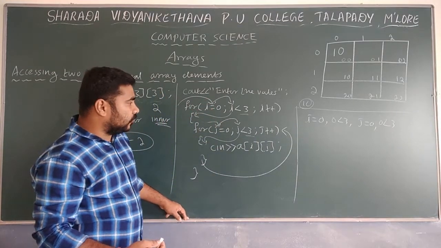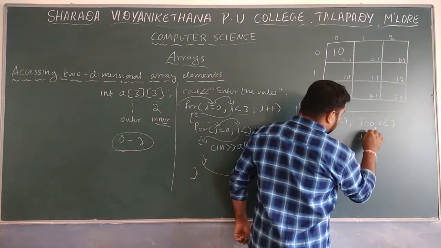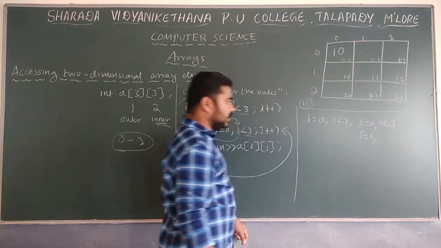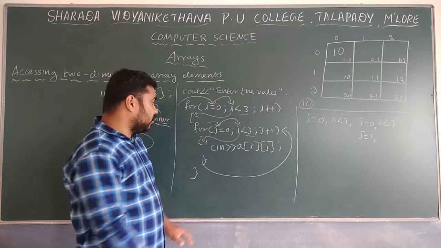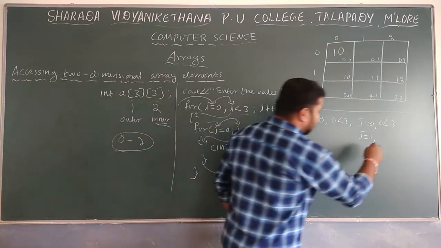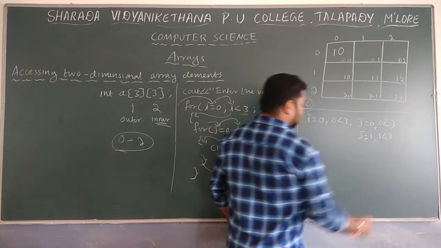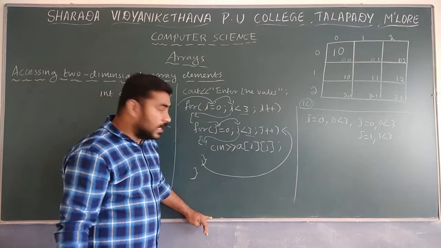After incrementing the inner for loop, j is equal to j plus 1, so j is equal to 1. But remember, the i value is still 0. Then j is 1. Next, check 1 less than 3. The condition is true.